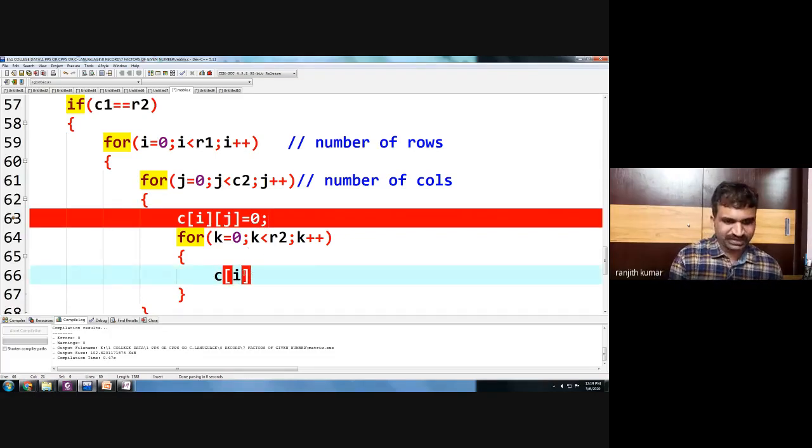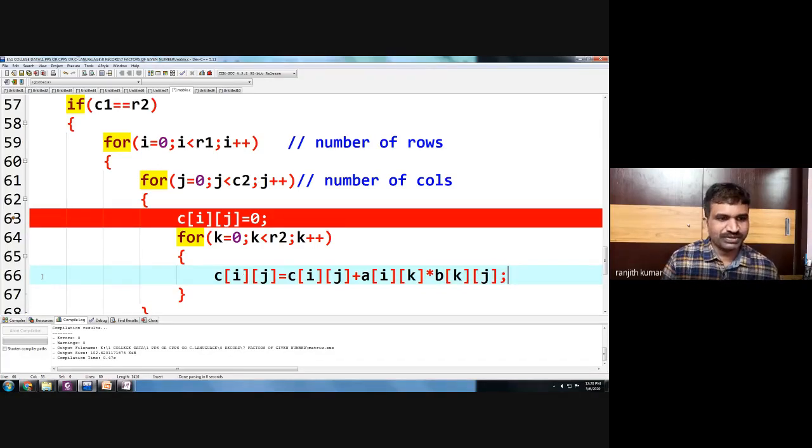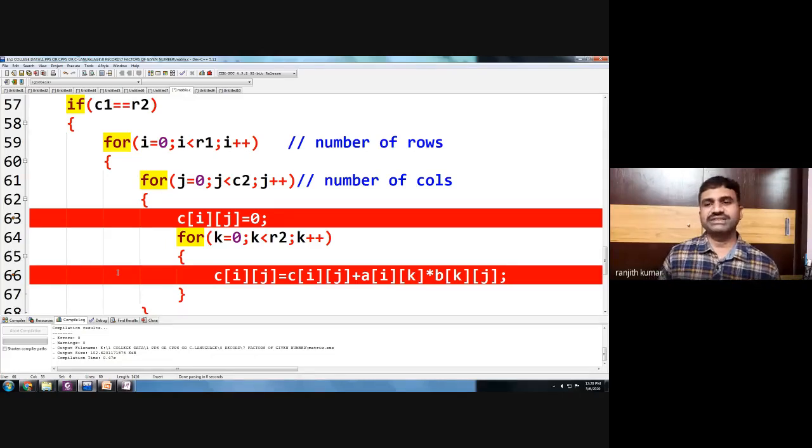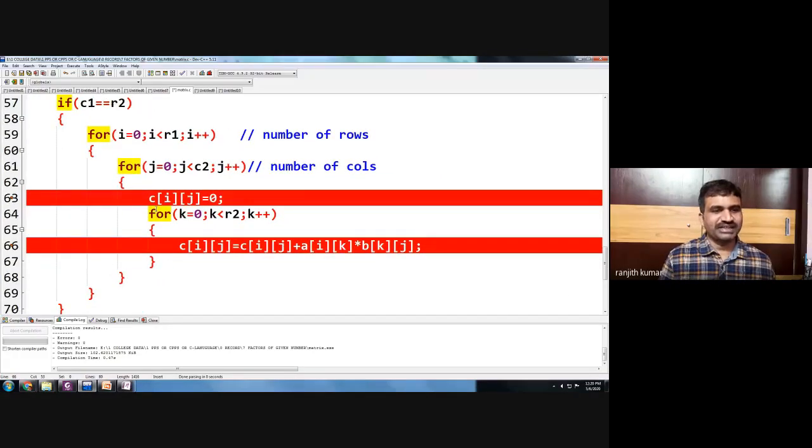So the important step is what? C of ij is equal to C of ij plus A of ik into B of kj. So the most important statement of matrix multiplication is C of ij is equal to C of ij plus A of ik into B of kj. This should not be learned by heart at least. Let us prove how it works. Are we clear? With a clear example, let us prove.